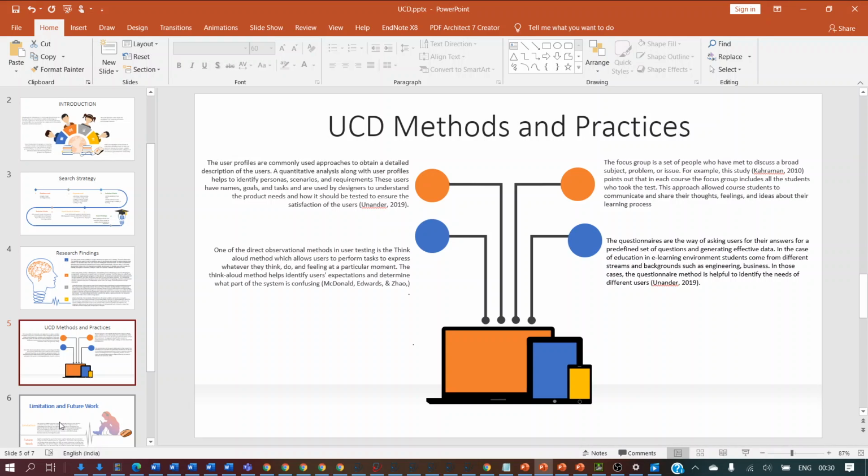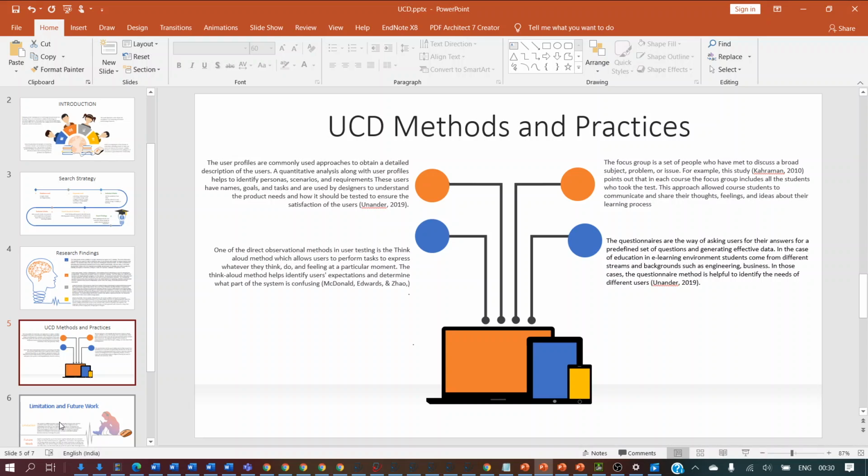So next is the questionnaire method of testing, which is a way of asking users for their answers to a predefined set of questions. In the case of an e-learning environment study, students come from different streams such as engineering, business, and masters, etc. In those cases, the questionnaire method helps to identify the needs of the different users.